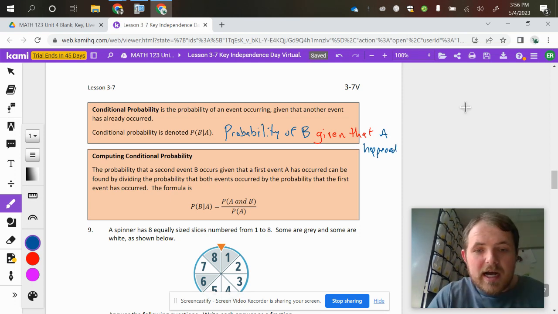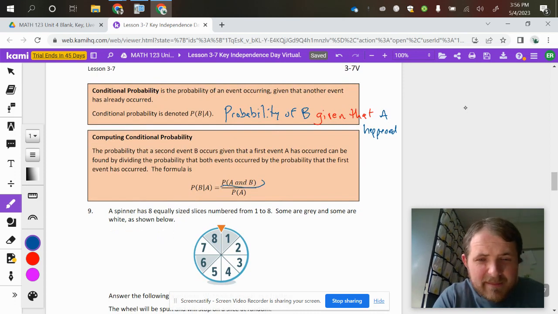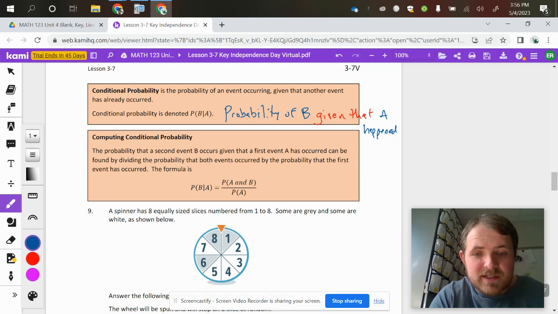So again, this is the equation we're working with. And again, it's going to be the probability that they both happen divided by the probability of just the first event. Okay, so again, it's that overlap divided by the first event.